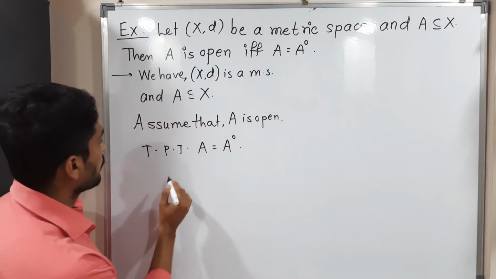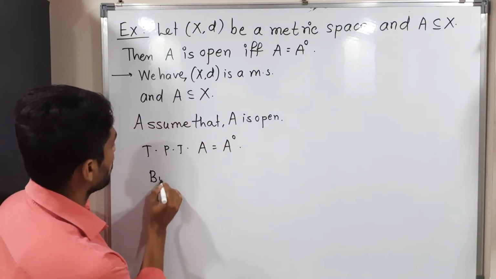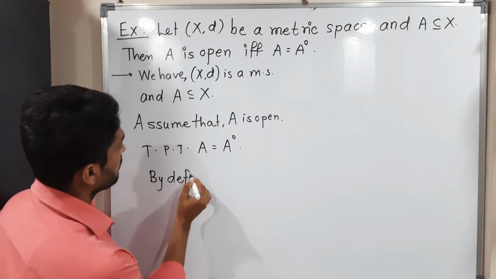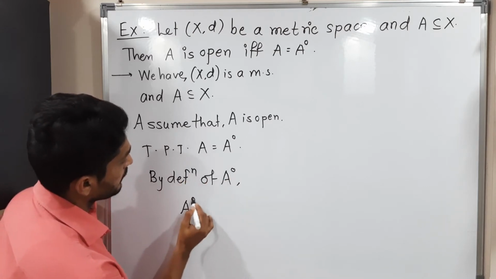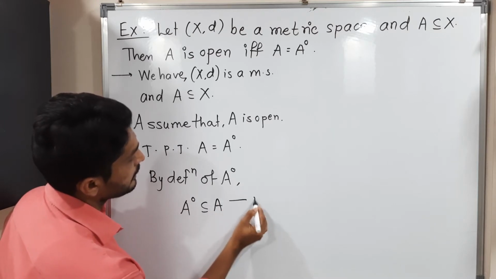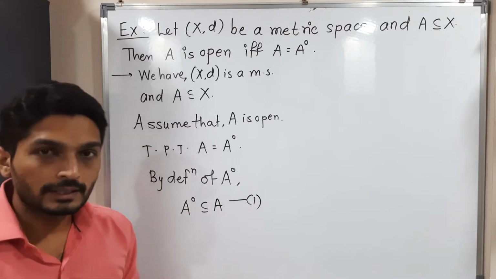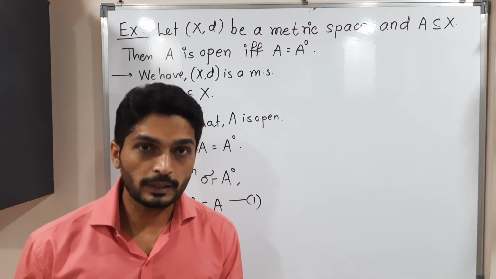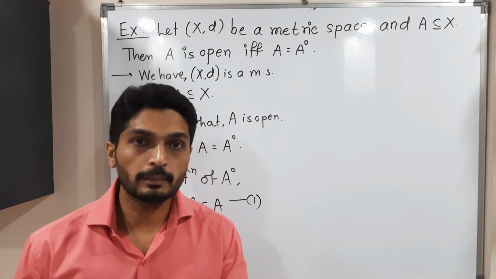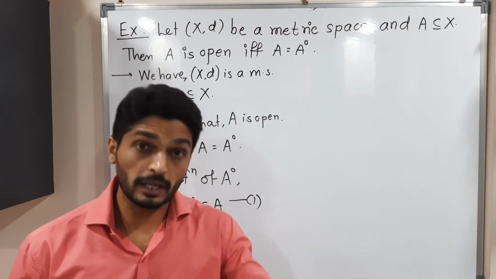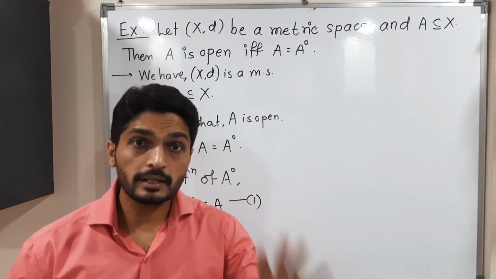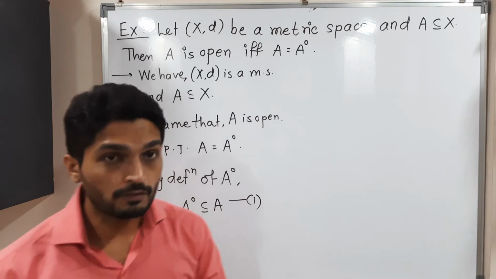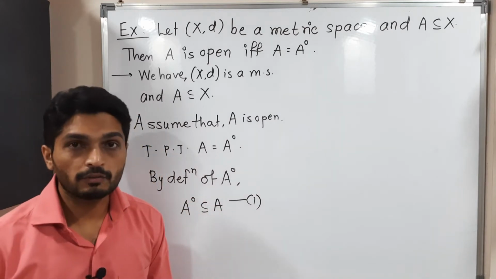One thing is obvious. By definition of A interior, A interior is a subset of A. This is obvious because in the definition of A interior, we take interior points, that means first we take a point from A and then we check whether it is interior or not. So points are taken from set A, and obviously A interior is a subset of A.